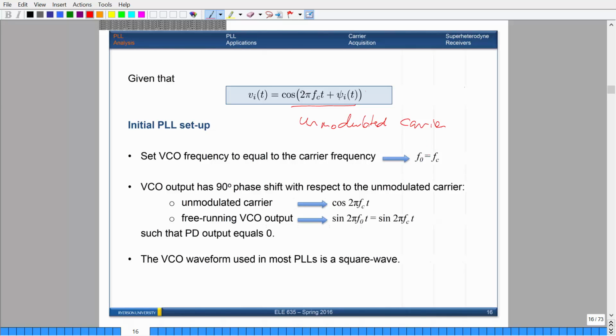What you'd want to do is make the free running frequency equal to the carrier frequency itself. That actually makes the most sense, right? Because you want the output to match whatever input frequency is coming. So this actually does make sense. You want the output to match the input, okay?